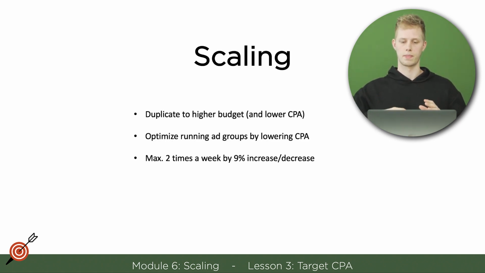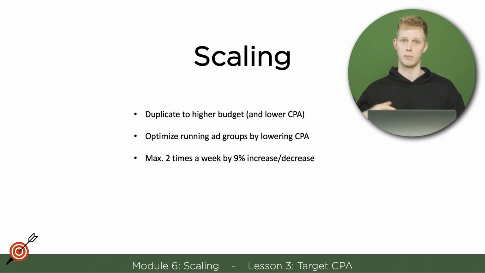And now, creating target CPA campaigns on itself is already scaling, of course, but when everything is going well and you get the CPA that you want, or maybe even below, then we can optimize and scale those campaigns as well. Now, you can increase the budget of those campaigns the same way as with the vertical scaling method, but of course that's not very fast.